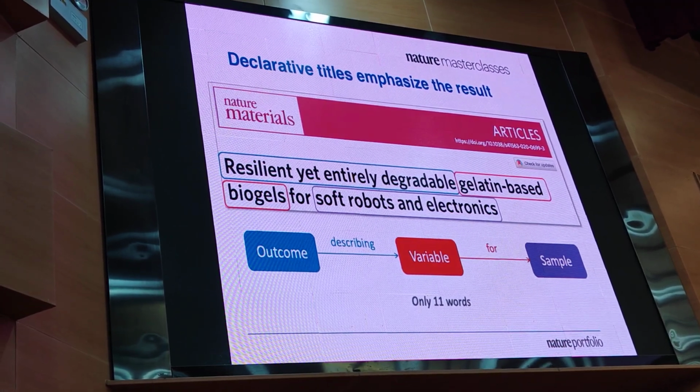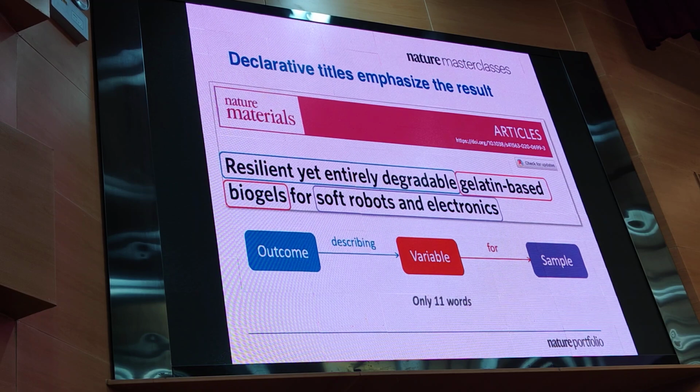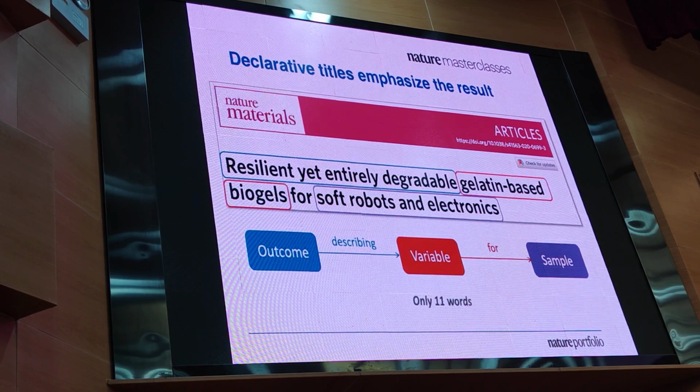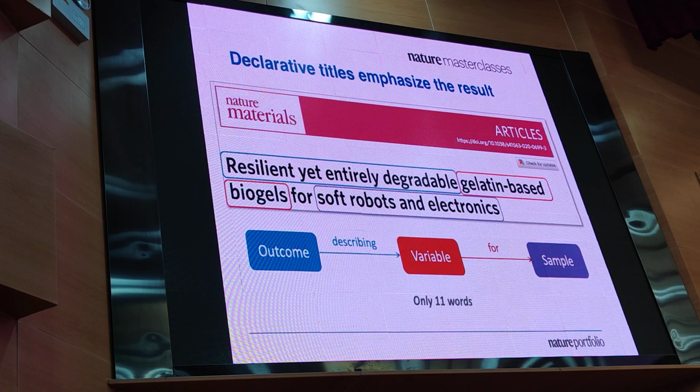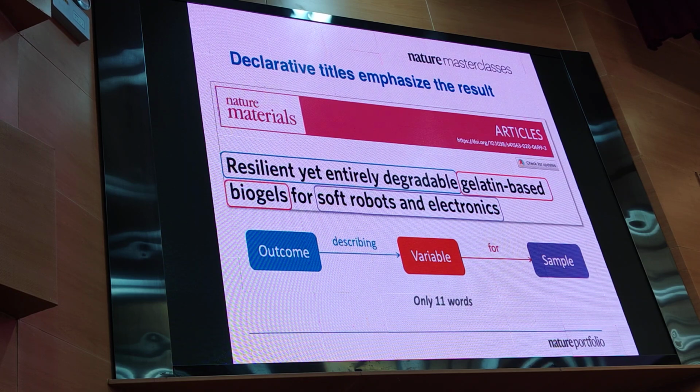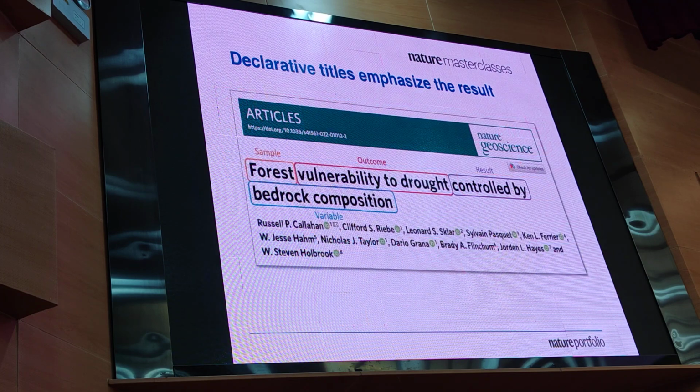Both strategies are fine, whatever you feel best emphasizes what's important about your research. Generally, I recommend to put what's most important first in your title. In this case, maybe what was most important was the outcome. Maybe in the previous one, they wanted to emphasize what they're investigating, maybe something that hadn't been thought to be involved in oncogenic mutations and tumors. So that can help you determine which order you may want to use for your title, but both are effective. And here's one more: forest vulnerability to drought controlled by bedrock composition.